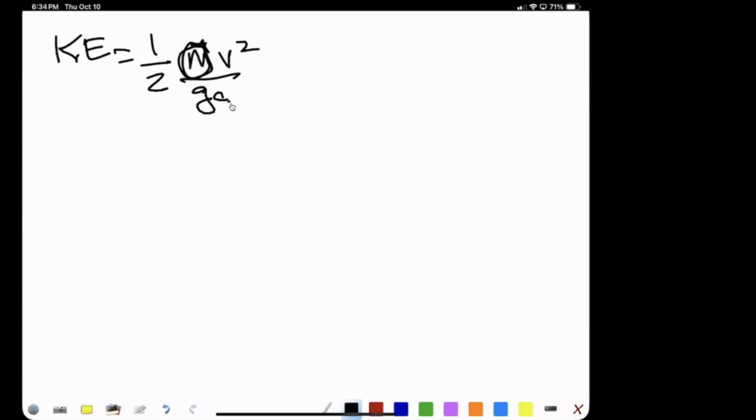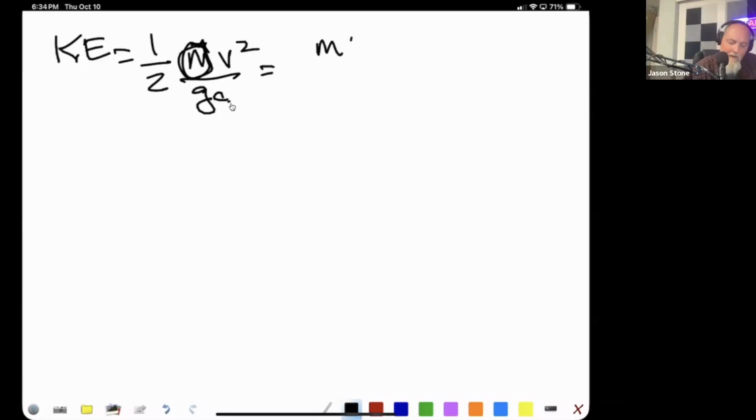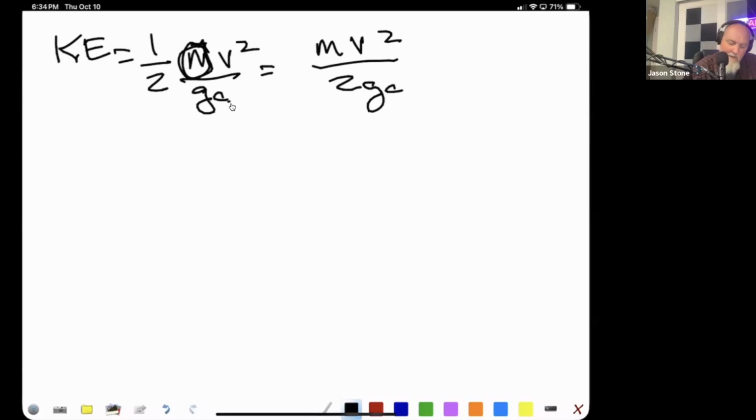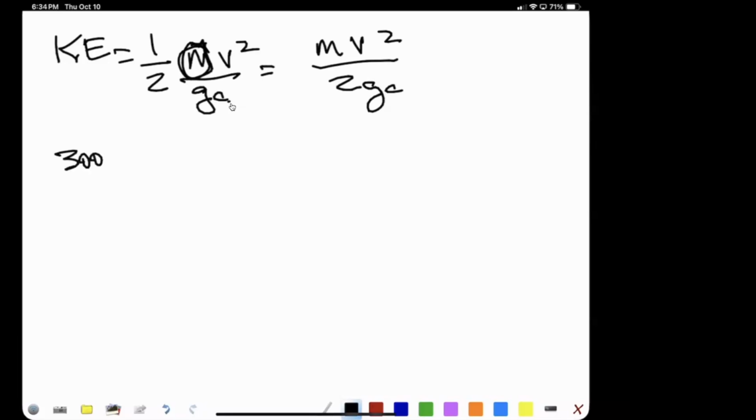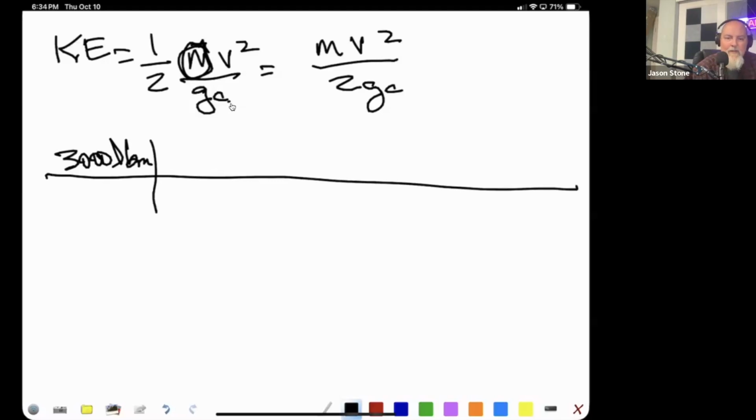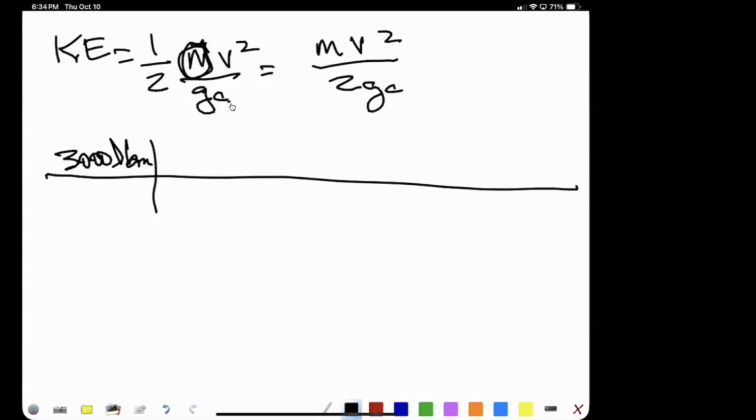Another way to write that is mv squared over 2 G sub C, right? Because of the one half. So what's our mass here? 3,000 pounds mass. I'm going to draw my big line, my little railroad track. So I've got 3,000 pounds mass times velocity squared. So what's the speed of the car? 55 miles per hour.